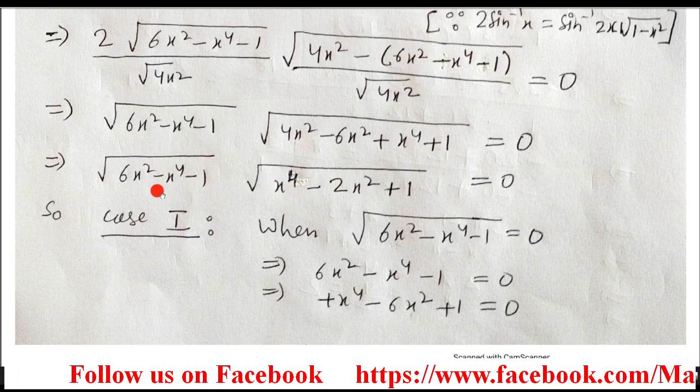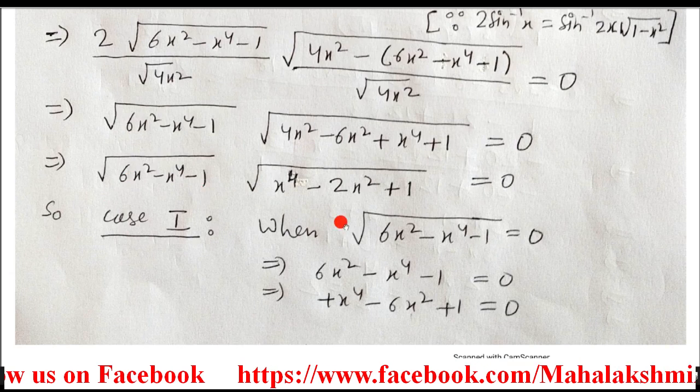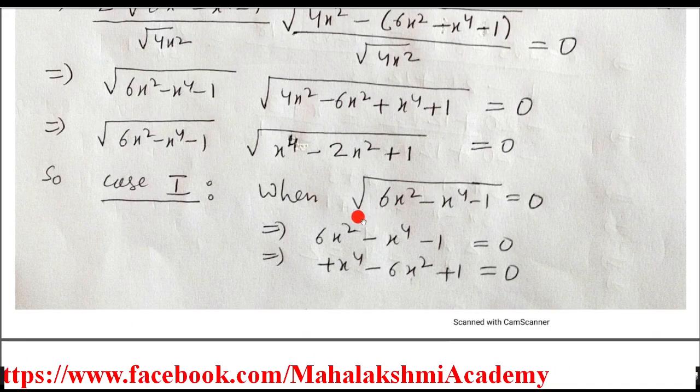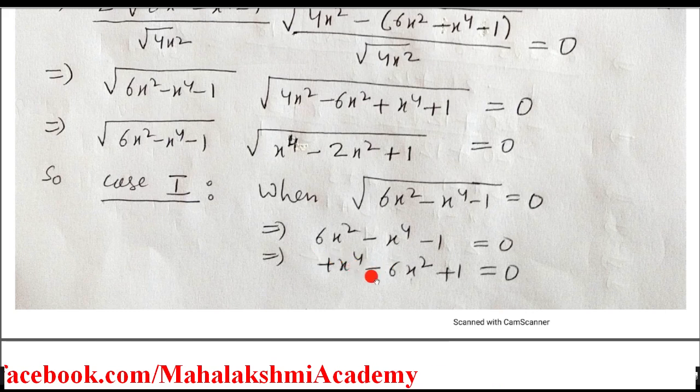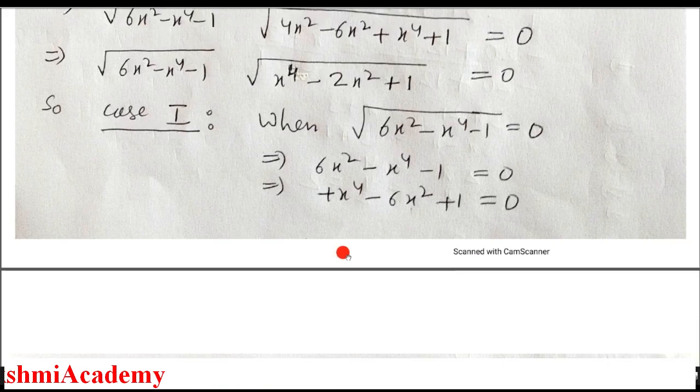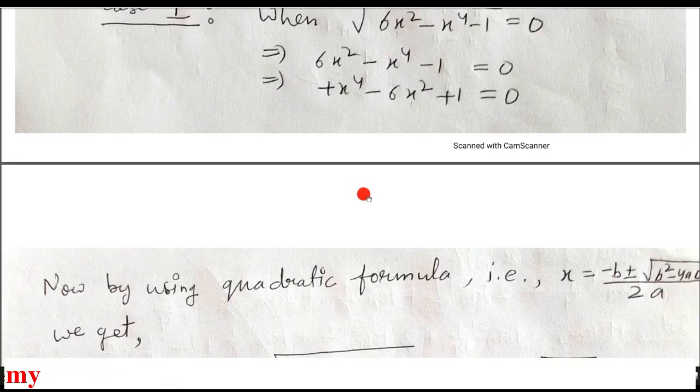Now when we assume this first root as 0, it will give us this. Now on squaring both the sides, the root will be removed, and it's a quadratic. We will convert it to the quadratic equation in the form of x square, and I used the quadratic formula.